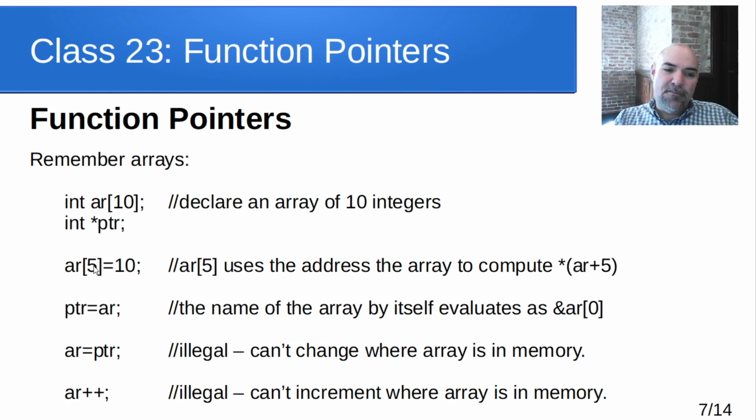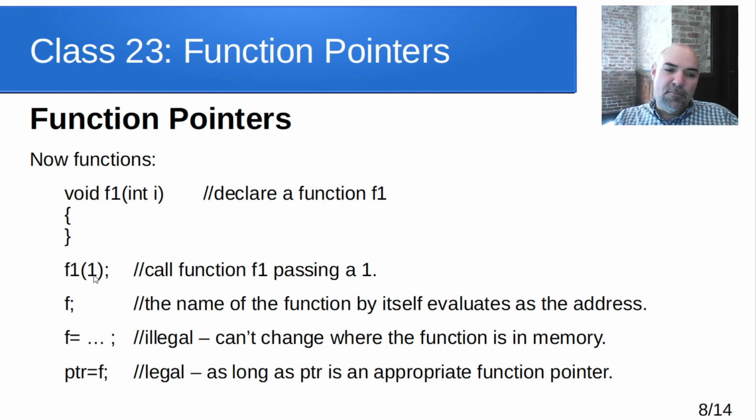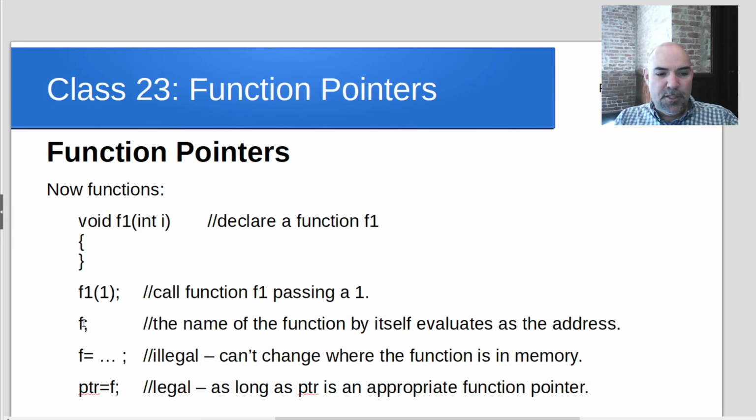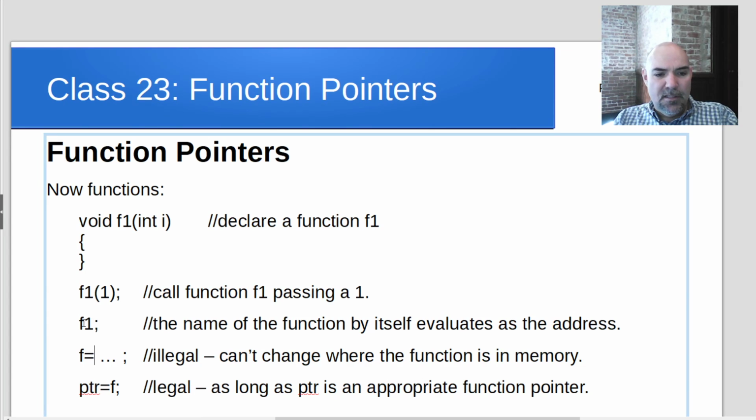This is not passing 5 to that. It's indexing 5 away from that. This one is passing a 1 to this function and jumping to the place in memory where function 1 lives and executing the code that's there. Now, if I use the name of a function by itself, let me change these so they match the function up there.